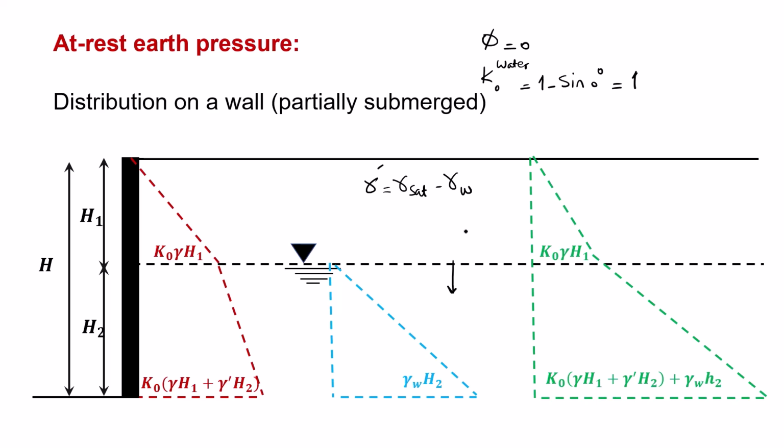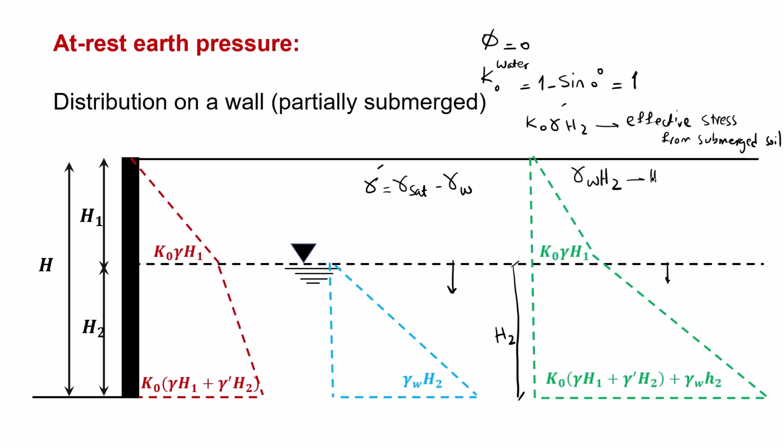The total lateral pressure at any depth below the groundwater table becomes a combination of K0 gamma prime times H2. Let's say we are at the bottom of the wall. This is the effective stress from submerged soil. Then gamma W times H2, which is the hydrostatic pressure from water, and any pressure from unsaturated soil above the water table. Here it would be K0 times gamma times H1.